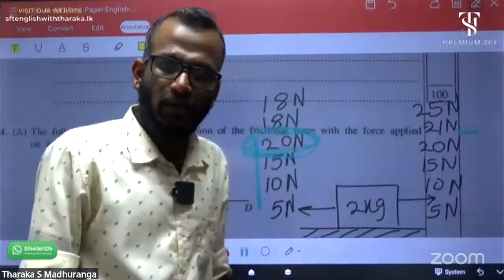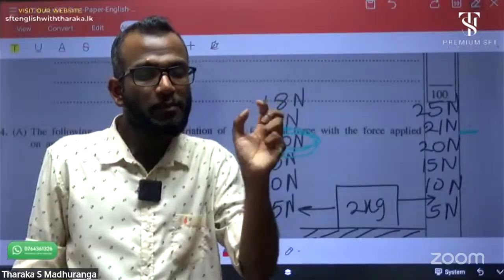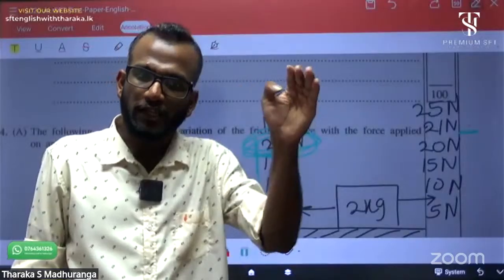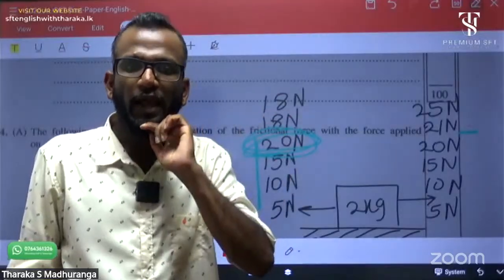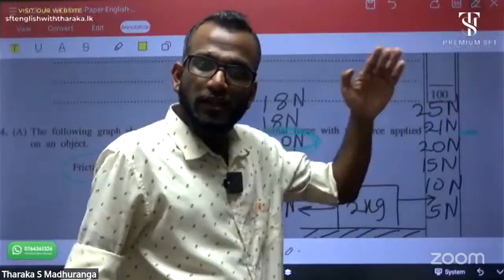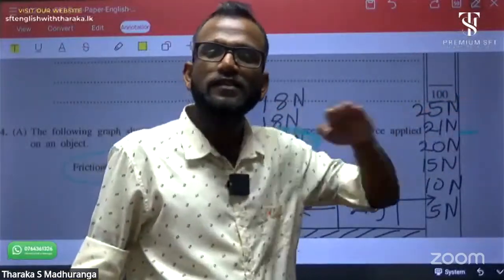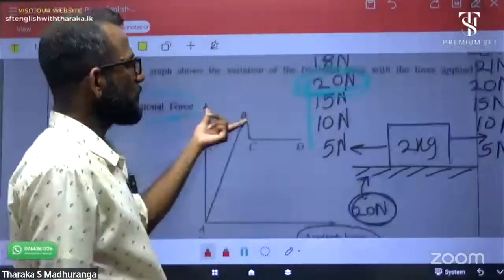But remember, the dynamic friction force is a little bit less than the limiting friction force, and it is a constant value. After the limiting friction force, the dynamic friction force is a constant, same value. Okay, that's the story. Now you can answer.